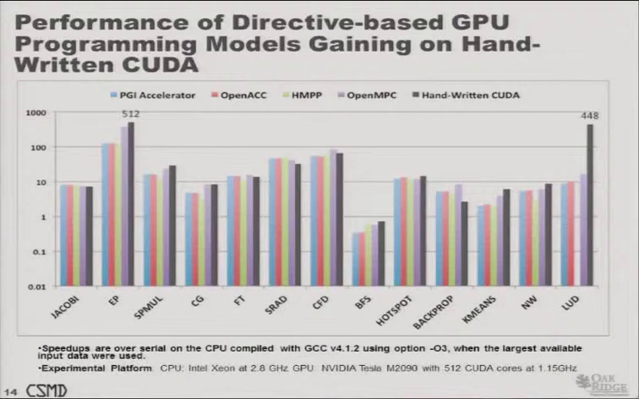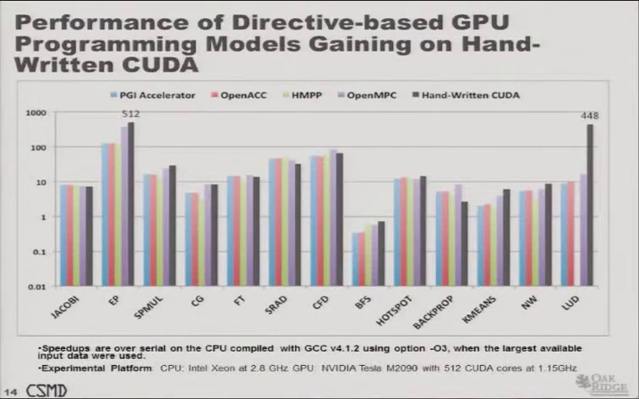We have them in different compilers. Here's a sampling of them. There's PGI Accelerator, HMPP, and OpenACC. And the baseline is handwritten CUDA. Basically what you see is that with some of the benchmarks, compilers are starting to get reasonably competitive with handwritten CUDA. There are a couple outliers, and we understand why there are outliers.